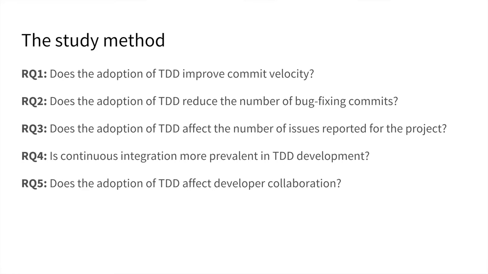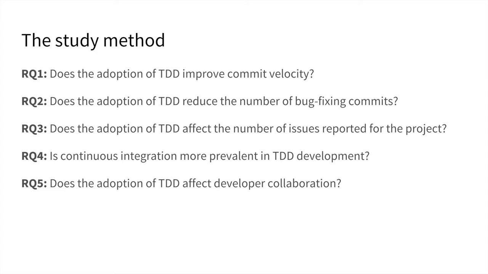The second and third research questions were, does the adoption of TDD reduce the number of bug fixing commits, and does the adoption of TDD affect the number of issues reported for the project? Both of these questions were designed to help figure out the number of bug fixes in the project. The fourth question was, is continuous integration more prevalent in TDD development?